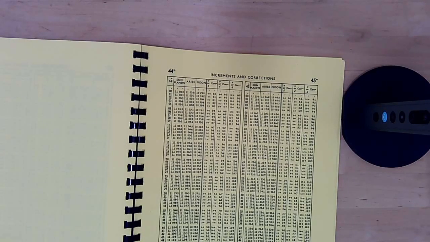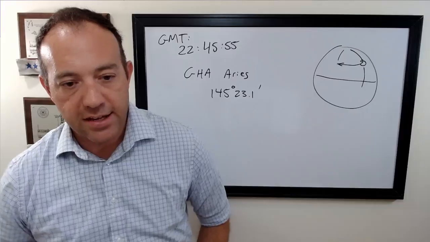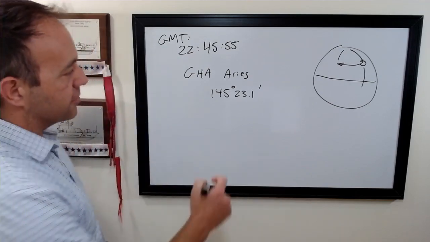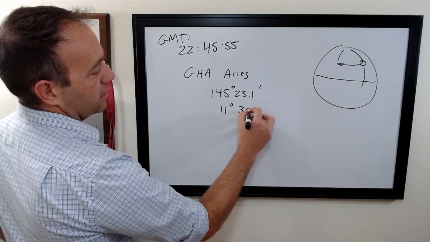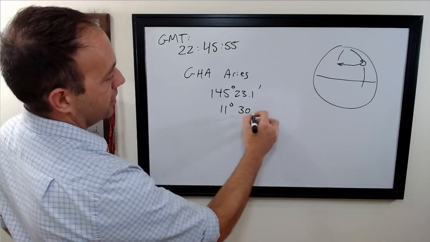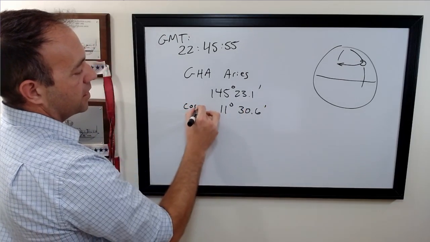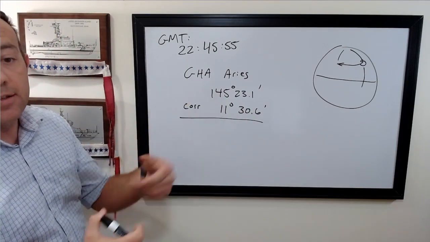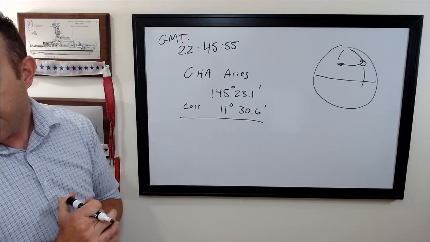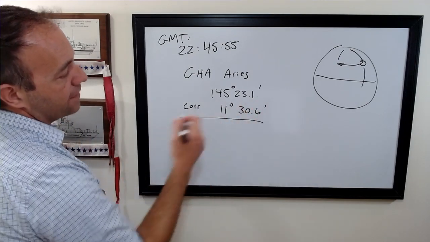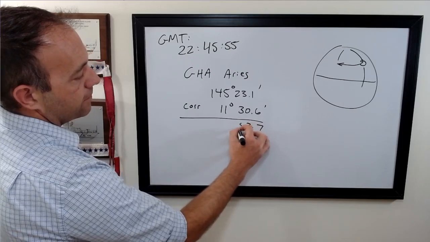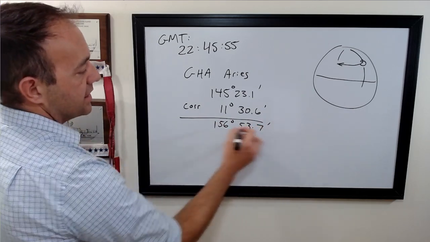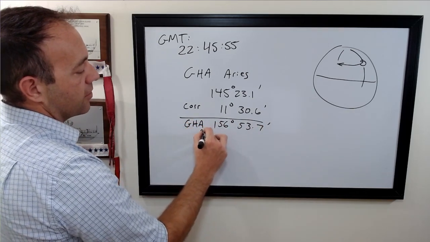Yep, it's always going to be an addition as well. It's always added. Thanks for the comment there. Can't remember what it was. 11:30:06. 30.6. That's our correction. So why do we need a correction? Well, this is for the whole hours. This is for the increments, the little bit that we haven't accounted for yet. So we need to add these together. So 0.735156 degrees and 53.7 minutes is the true GHA of Aries.